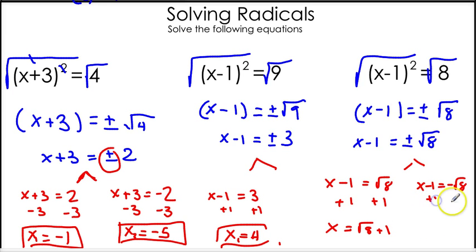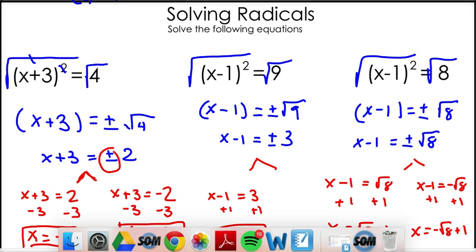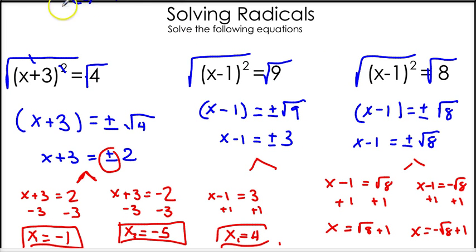Same thing with this one. We're going to add 1 to both sides. Since you can't add it to each other, it's just negative square root 8 plus 1. And that is how you solve radicals. All right, pause the video. Make sure you understand everything before moving on to the next one.